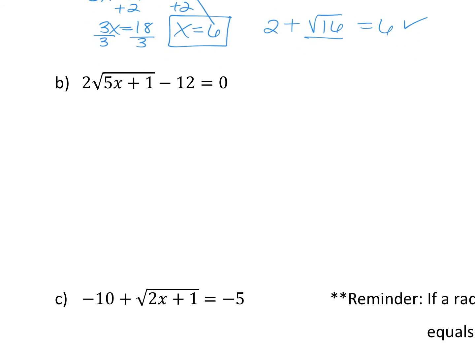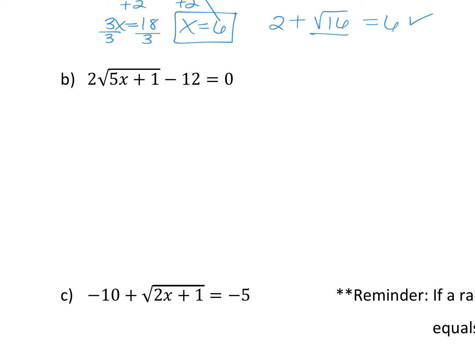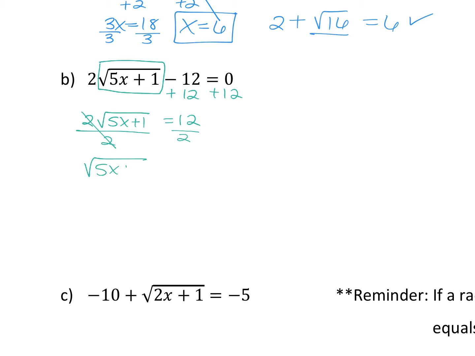Okay, letter B here. Again, isolate the radical. So we got to get just this portion of it by itself. Okay, the way we do that is first we add 12. So 2 times the square root of 5x plus 1 should equal 12. Then we're going to divide by 2. So the square root of 5x plus 1 equals 6.